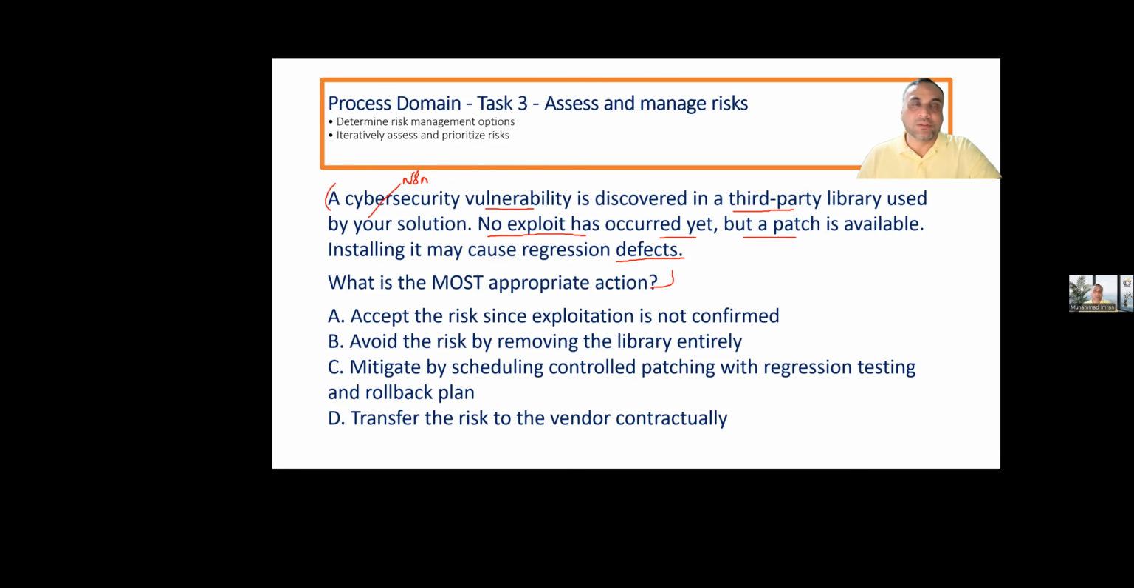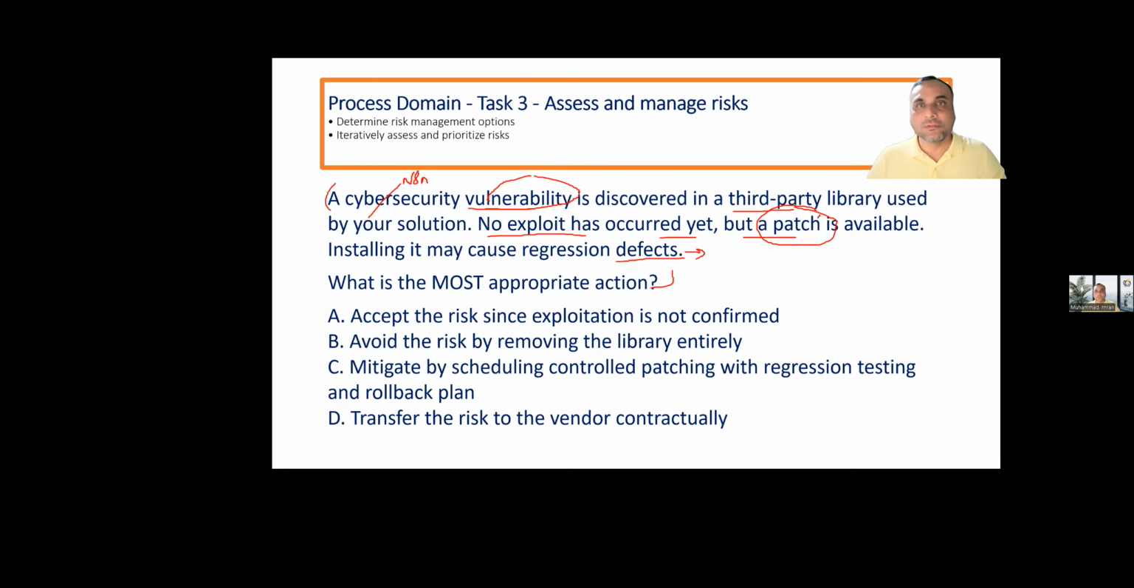Anyone can explain me that, please? What will you do? Something is available. We have a vulnerability which can create problem, but there is a patch available which can save you. But saving will bring some defects.